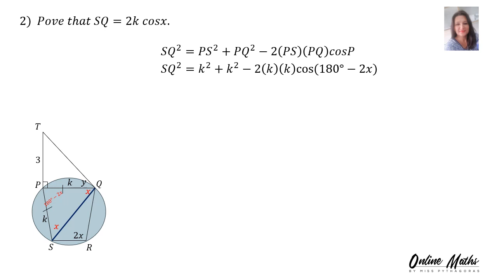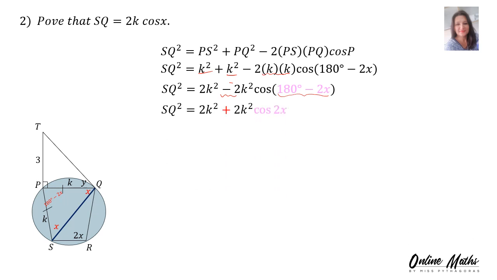Then we can say k squared plus k squared is 2k squared, and then 2 times k times k is negative 2k squared, the cos of 180 minus 2x. Now the cos of 180 minus 2x, that's a reduction formula, and we can reduce that to cos 2x. But you must be careful, since in the 180 quadrant cos is negative, you will end with a negative there, and then a minus times a minus is a plus. So that becomes 2k squared plus 2k squared, the cos of 2x.